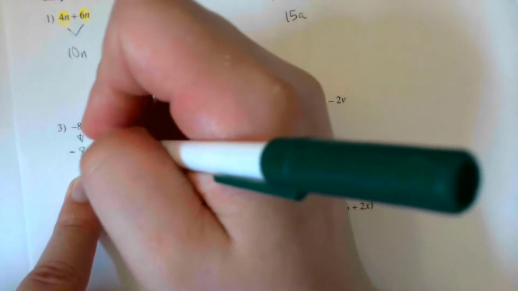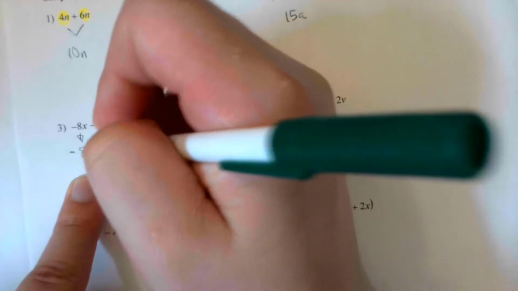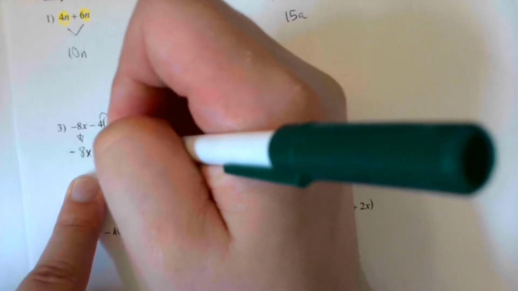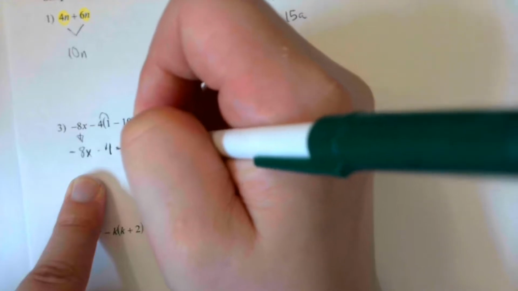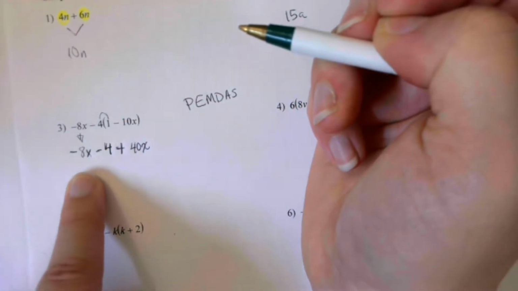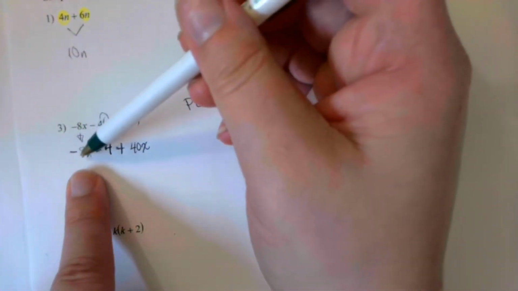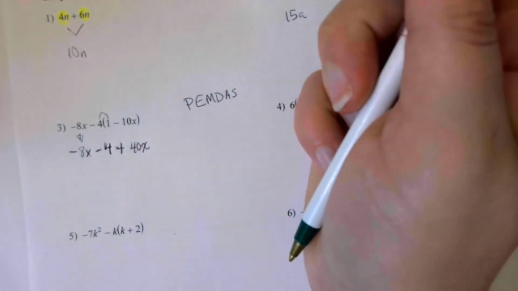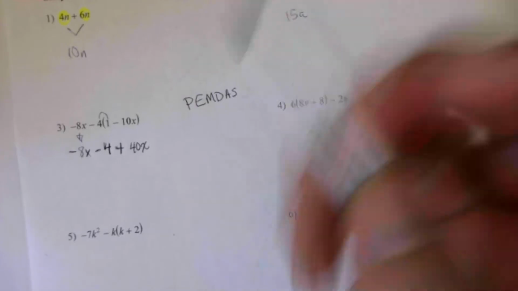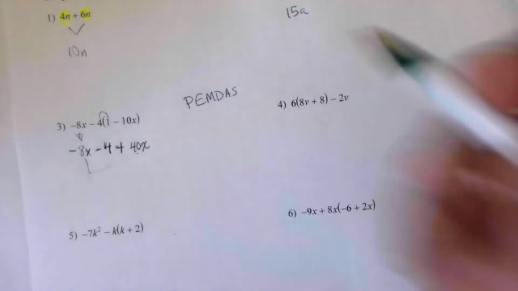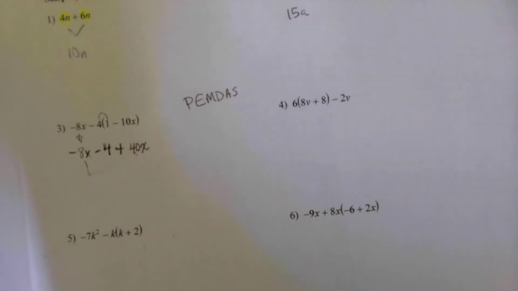Negative times positive is a negative. Negative times negative is a positive. For some reason this pen's not working well. Just check my work. Negative times a positive, negative times negative a positive, 40x, yep. And then now I just combine like terms. The x and the x go together. Let me pause and get a new pen. Okay.